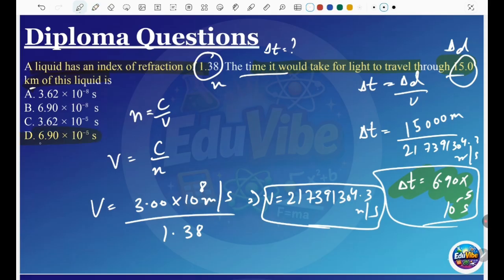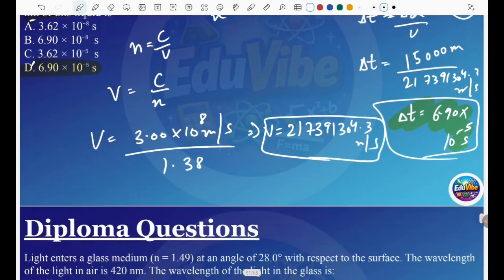So D is your answer. D option. As I told you repeatedly when we're doing this topic, beyond that vector question you have to solve for n, you have to solve for v. You get one of the formulas, like you have to find the distance, you have to find the time, to connect this question with something. So in the diploma questions too, you get these types of questions.